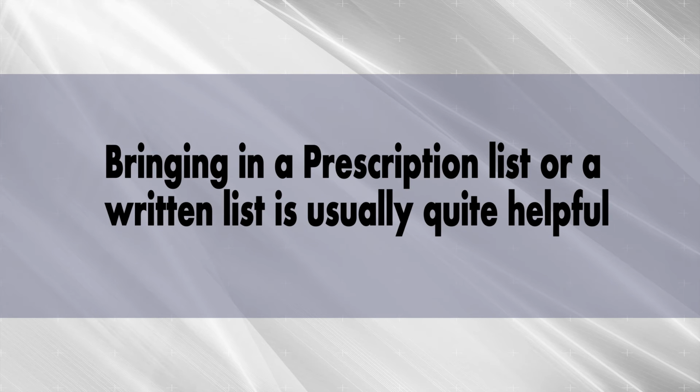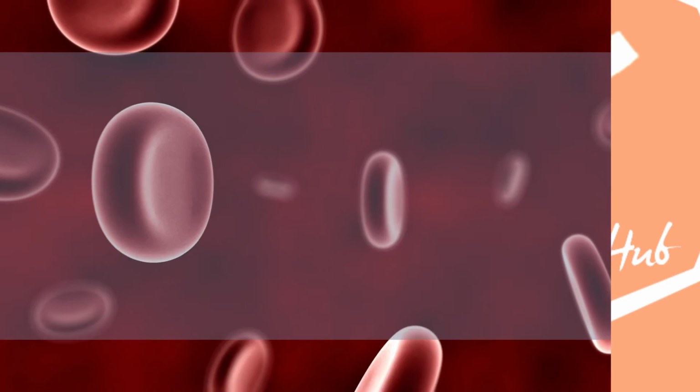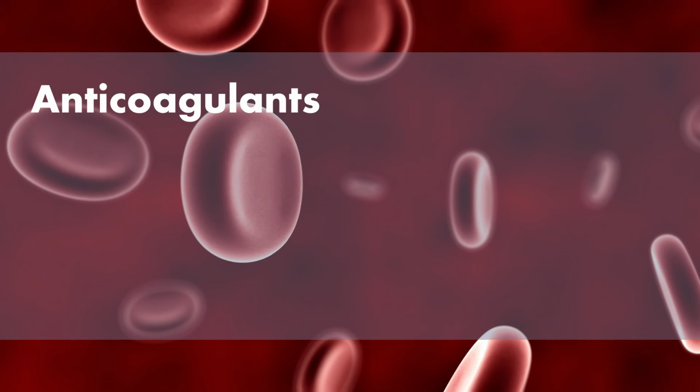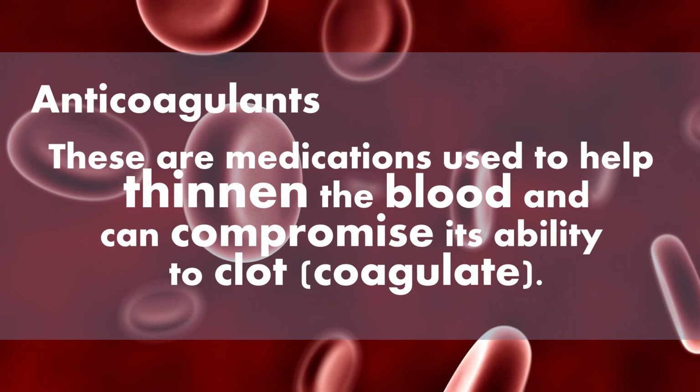Now, once we have enough about the injury itself and cleared any red flags, we can move on to medications. For patients, bringing in a prescription list or a written list is usually quite helpful. It helps clinicians spell all those really awkward medication names and it prevents us from missing out any vital medications. With medication, also ask if they are taking any anticoagulants. These are medications used to help thin the blood and can compromise its ability to clot.